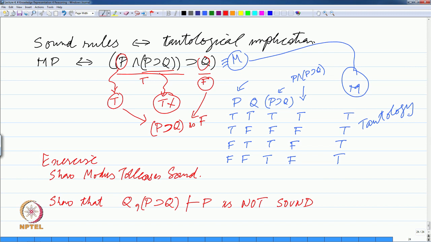So, you can separate the sound rules from the unsound rules by simply looking at the underlying implication and showing that if it happens to be a tautology, then it is sound, otherwise it is not sound. Incidentally, this rule is called abduction.